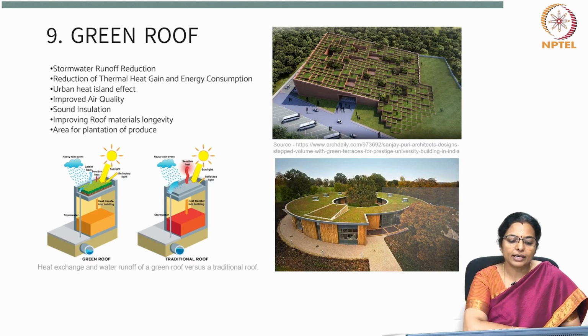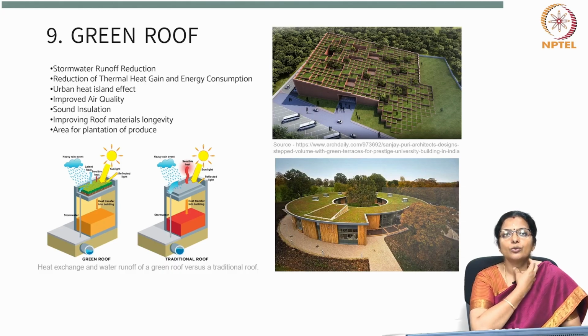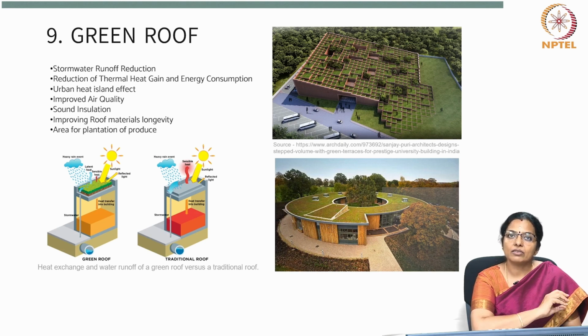Next, we will see the green roof. In a green roof, the top of the roof is covered with greenery, because of which a lot of effect, not only on the building but also on the entire microclimate of the area, can be felt. The urban heat island effect gets reduced if you have a green roof. See, slowly I am introducing these new terms to you. What is UHI, urban heat island? We will look at it as a separate unit in this course.